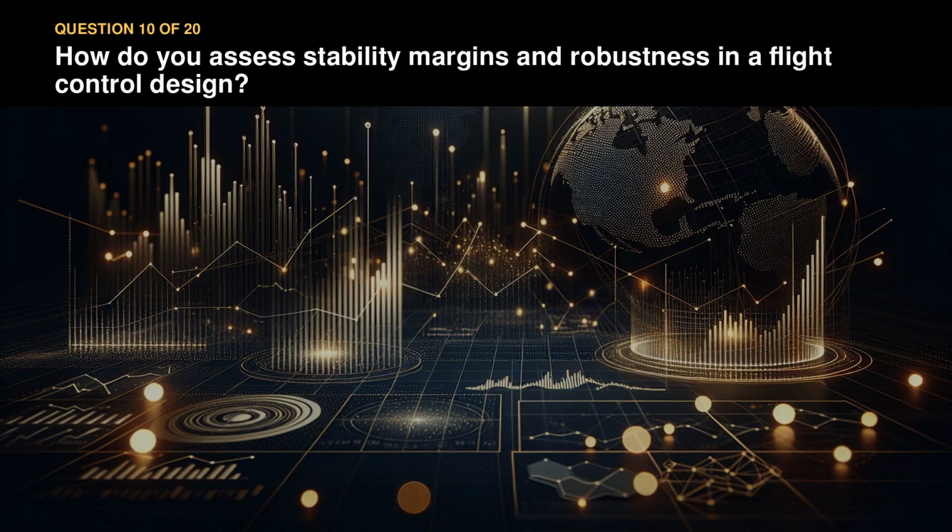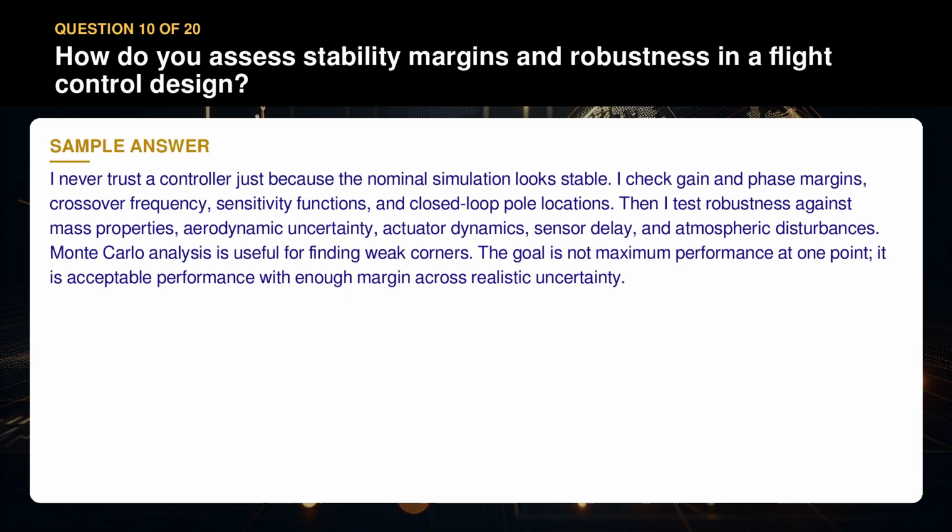Question 10. How do you assess stability margins and robustness in a flight control design? I never trust a controller just because the nominal simulation looks stable. I check gain and phase margins, crossover frequency, sensitivity functions, and closed-loop pole locations. Then I test robustness against mass properties, aerodynamic uncertainty, actuator dynamics, sensor delay, and atmospheric disturbances. Monte Carlo analysis is useful for finding weak corners.